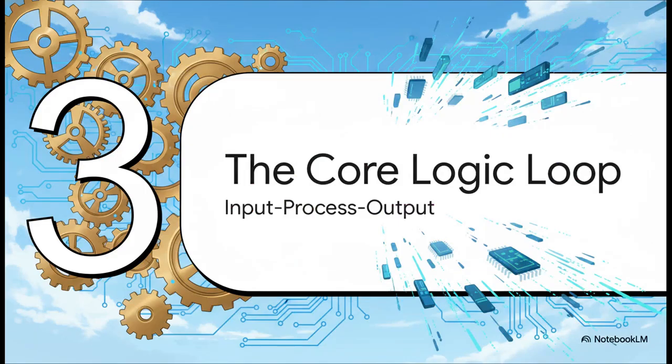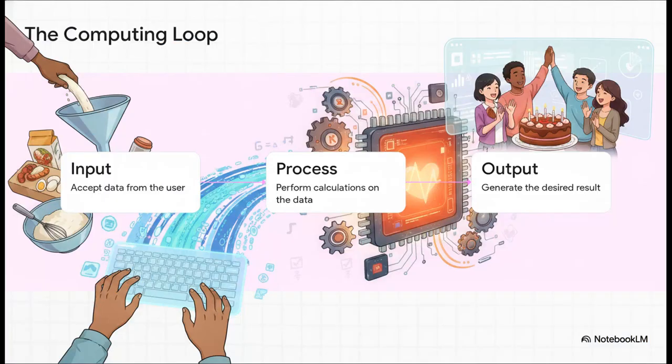Let's explore that further in our next section, the input-process-output loop, which actually brings us so nicely to the core concept that unites literally every single machine we've talked about today. It all boils down to three really simple steps: the input-process-output loop. The machine accepts user data, that's your input. It performs operations on it during the process phase. And finally, it generates the desired result, which is your output.